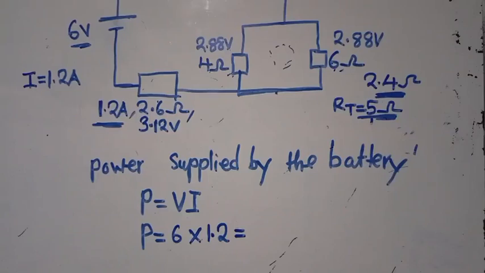What is the answer here? When you just multiply, what answer are you getting? 7.2, isn't it? You are getting 7.2 watts because you know that this is power. So we are getting 7.2 watts.